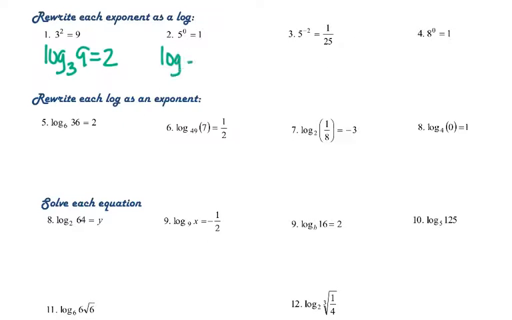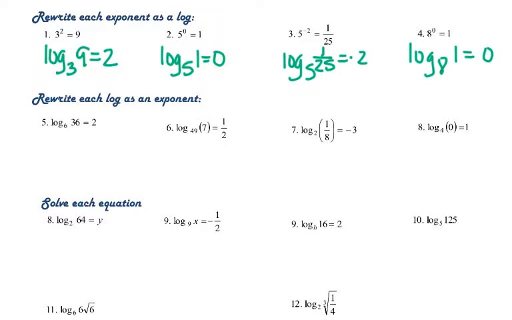The log base 5 of 1 is 0. The log base 5 of 1/25 is negative 2. The log base 8 of 1 is 0. Now we're going to reverse it. We're going to rewrite each log as an exponent.